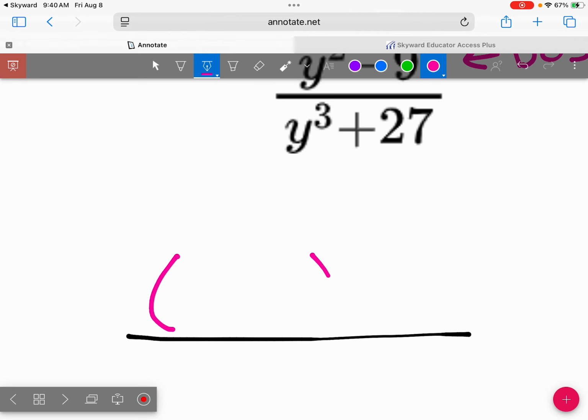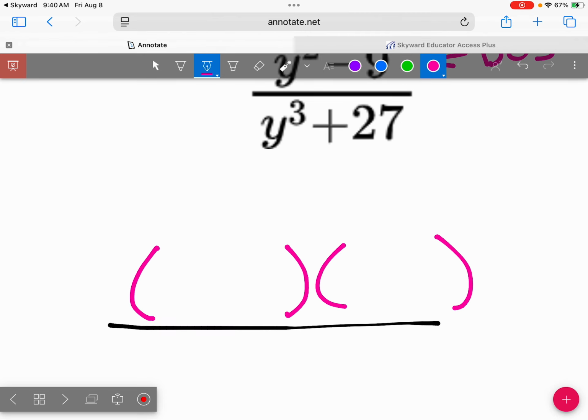What's my factored form? We're going to have plus 3 and minus 3. Be super careful, though, because our variable is actually y. Y plus 3 and y minus 3. Our bottom piece is what?